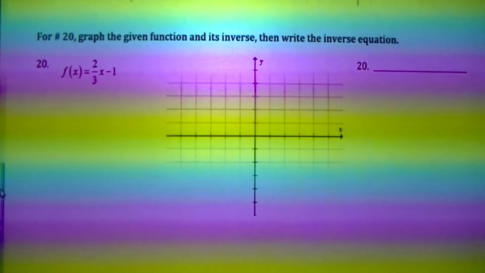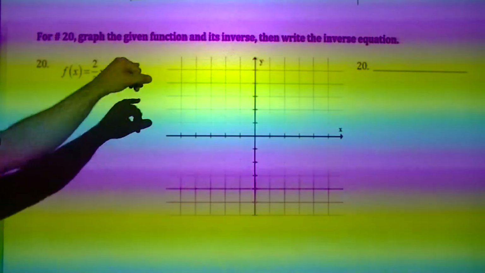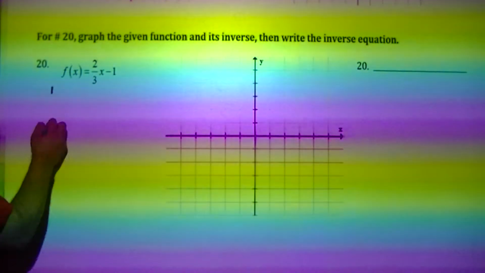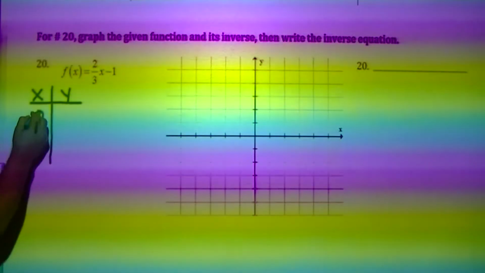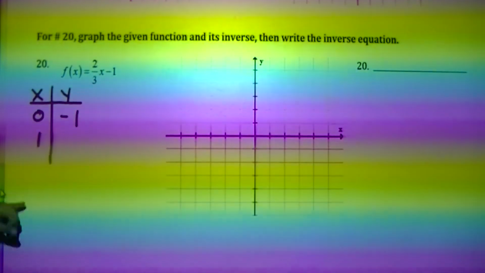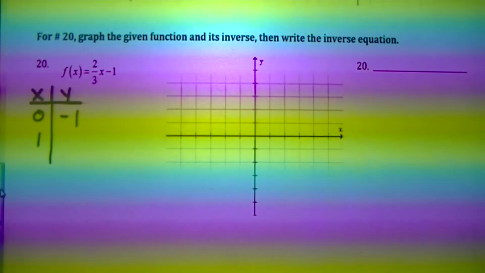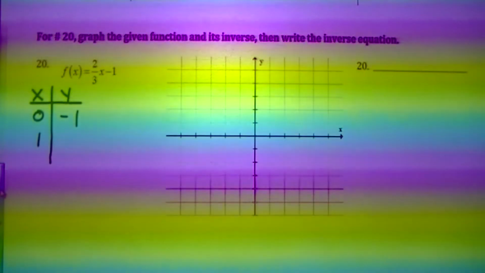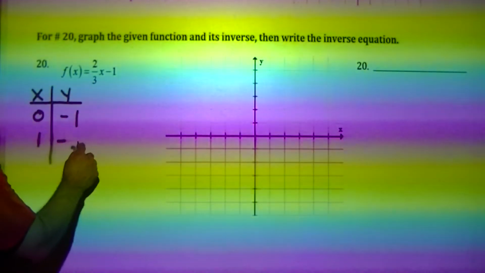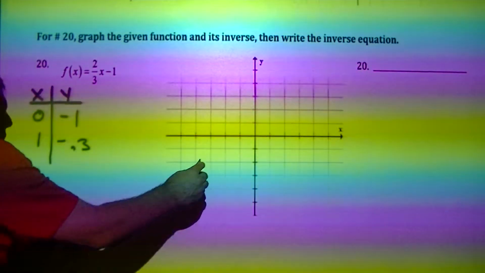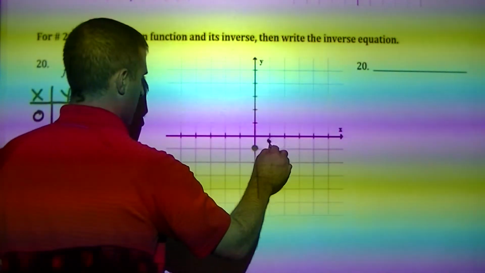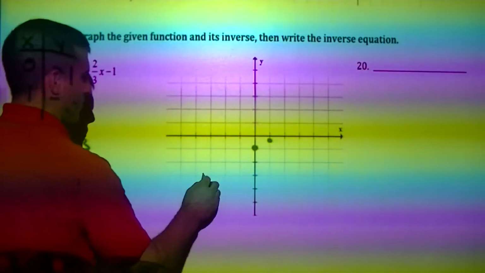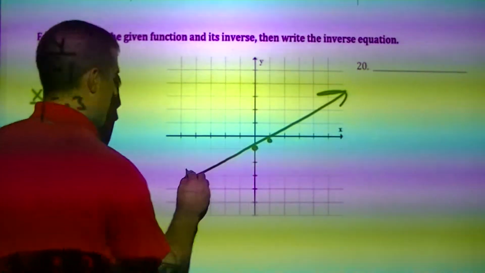Given the graph, find its inverse. So what you can do to find the graph, you can label x and y. I'm going to take 0 and 1. If I put 0 in, I get negative 1. If I put 1 in there, I get 2/3 minus 1, which would be negative 0.3. Okay, so 0, negative 1. All right, 1, negative 0.3. Okay, all right, so if I graph that, that's my first line.